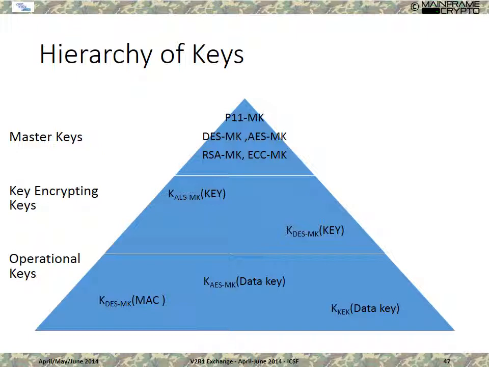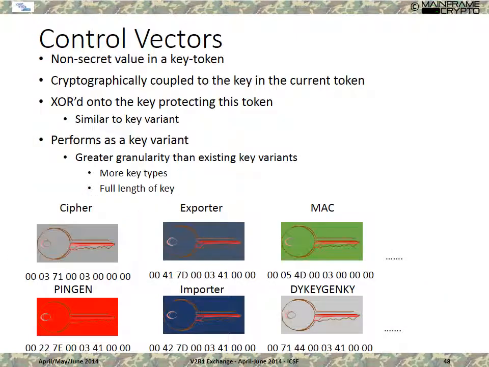Let's go to slide 48. Now, ICSF uses something called a control vector to make a key unique for a function. The DES algorithm actually describes something similar called a variant. A variant performs the same function of making a key unique for a purpose.